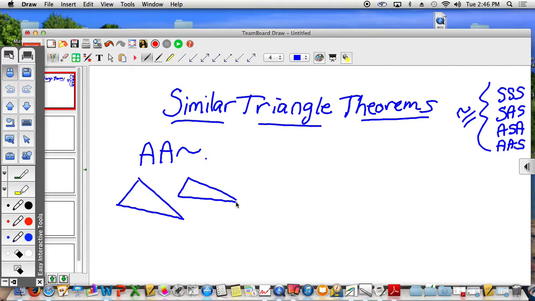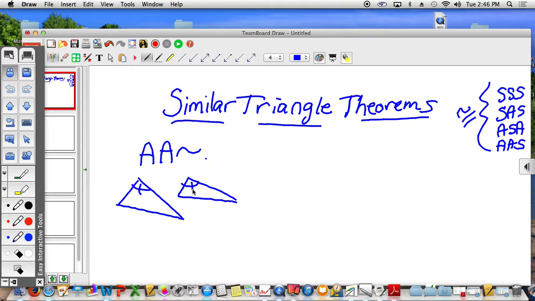According to the angle-angle similarity theorem, if you can get 2 angles of one triangle to be exactly the same measure as 2 angles of another triangle, then the triangles are similar. So mark that angle the same as that angle. Remember, in similar figures, the angles are equal.